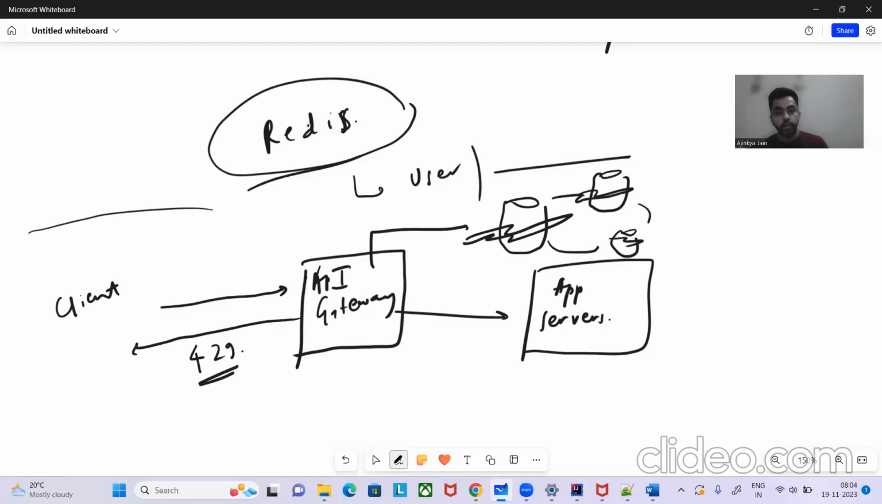So it will be much faster and will adhere to the minimum latency. The API gateway will decide whether to allow the new request or not. If not, we'll send it with the 429 error code. If the request is accepted, we'll add the timestamp accordingly, accept the request, and forward it to the application servers. So this is the system design for rate limiting.